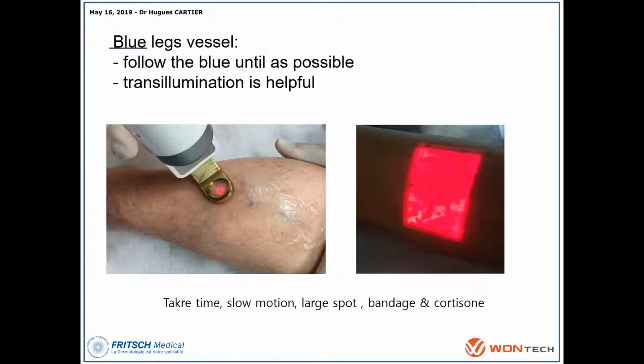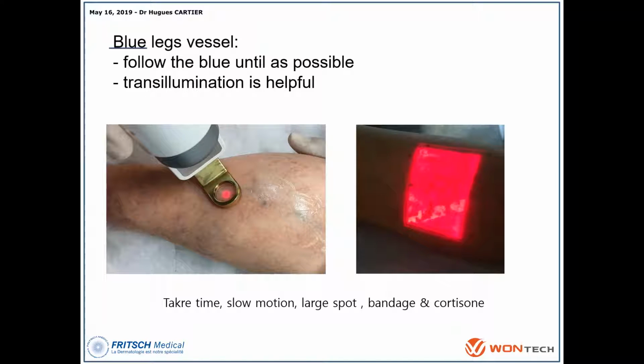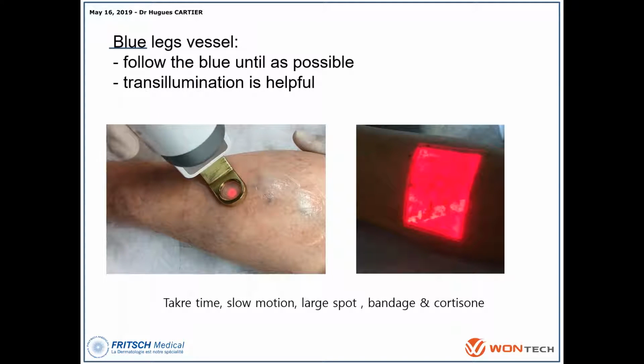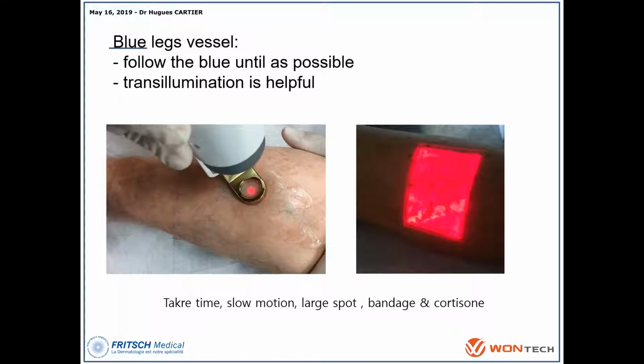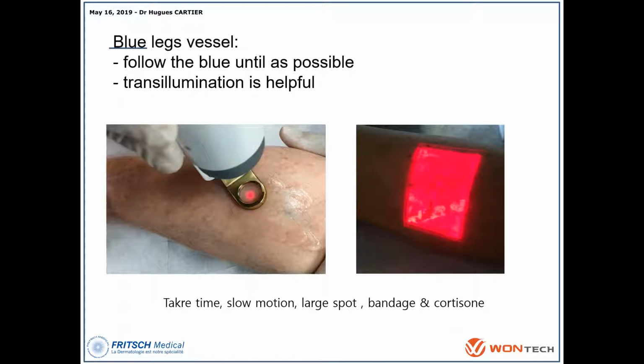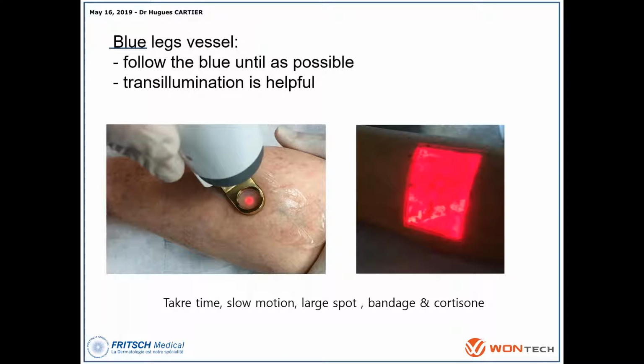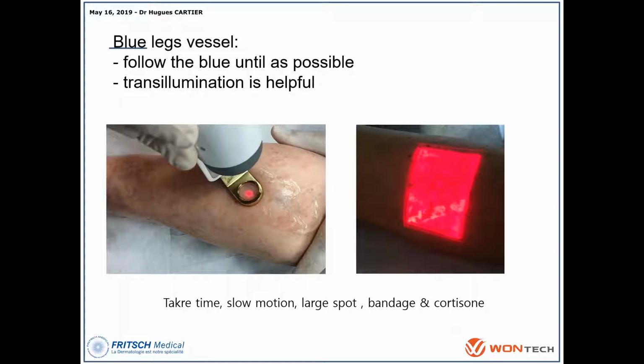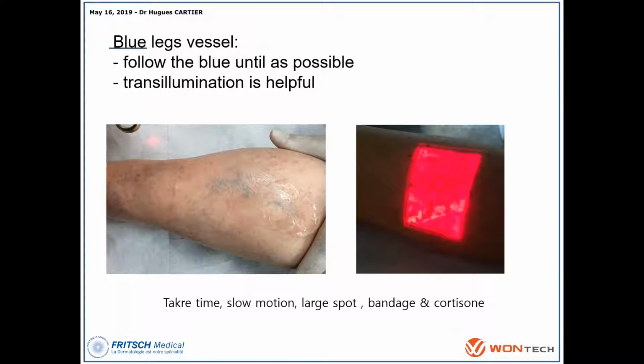In my clinic we use trans illumination, epiluminescence, to see where is the small telangiectasia, and also where is the reticular vein, to be sure that we treat all the area. It is very important. If you don't do that, the risk is to have a new vessel come very rapidly, and the patient could be unhappy for that.